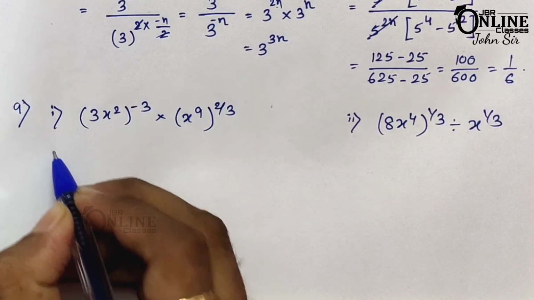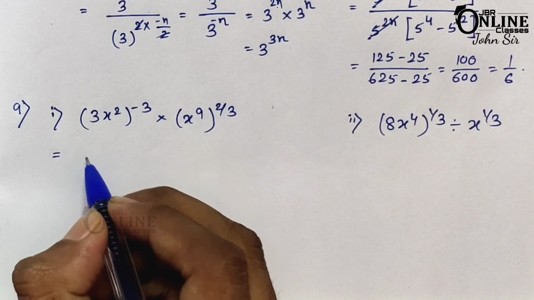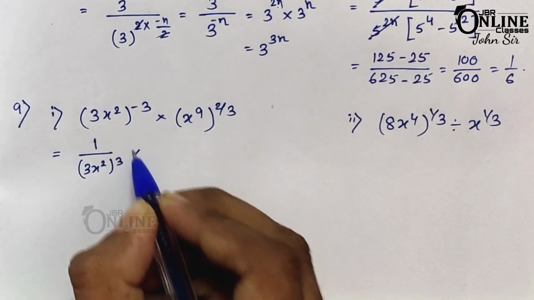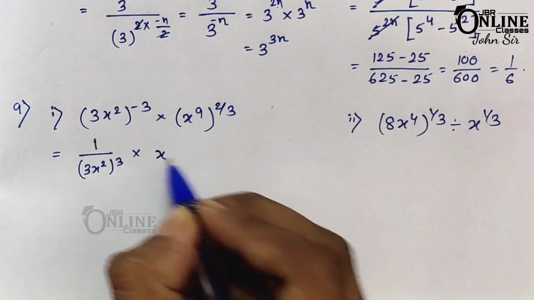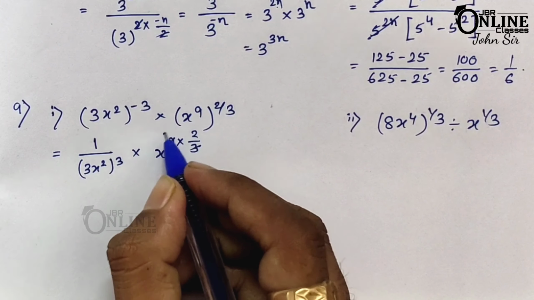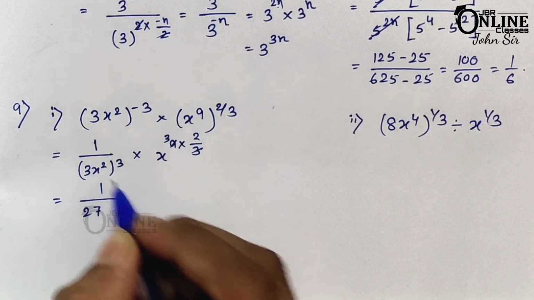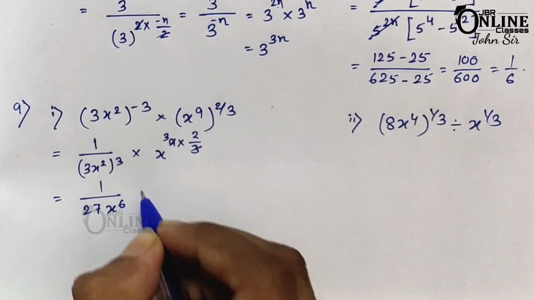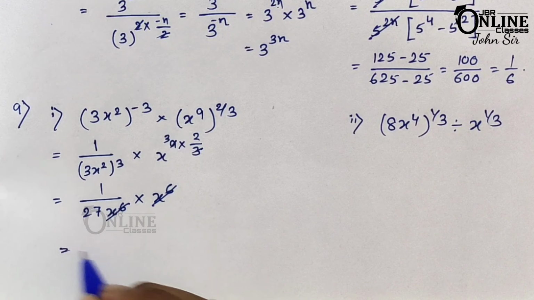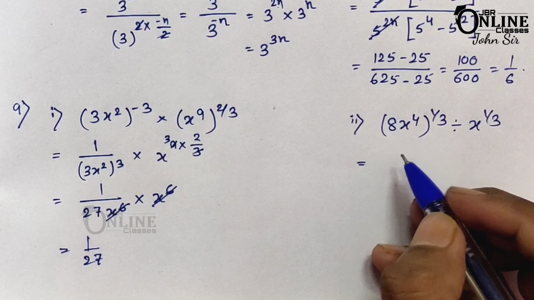So now I am going to solve sum number 9, part 1. Here 3x squared to the power minus 3. That means here 1 by 3x squared to the power cube. And it's x to the power 9 into 2 by 3. So that will be 3. So here 3 to the power 3 means 27. x to the power 2 into 3, so x to the power 6. And here x to the power 6. So x to the power 6 cancels out. So it will be 1 by 27. Very easy problem.